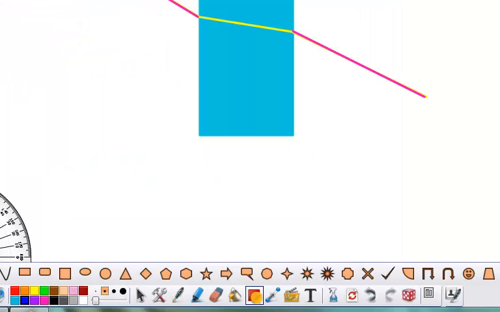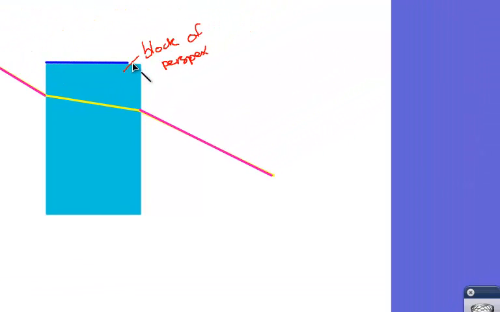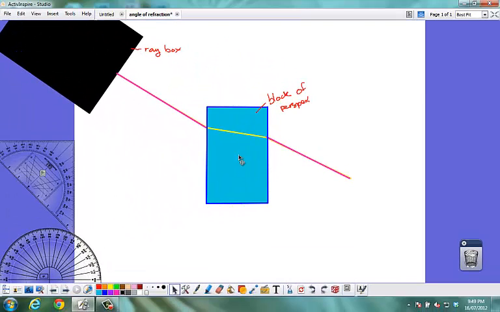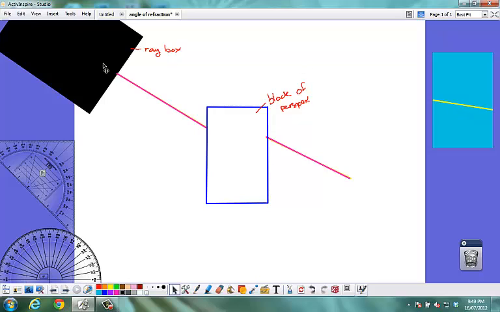Use a different color ink and just trace around the outline of the perspex. Alright, once this is done, what you can then do is you can take the block of perspex away. You can also take the ray box away.